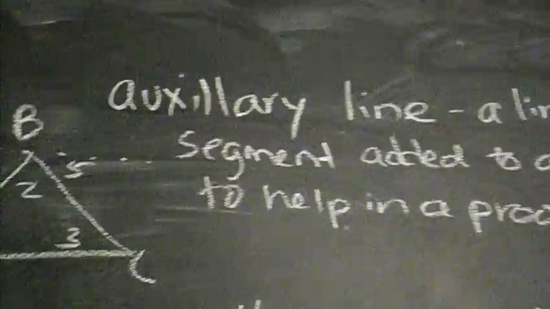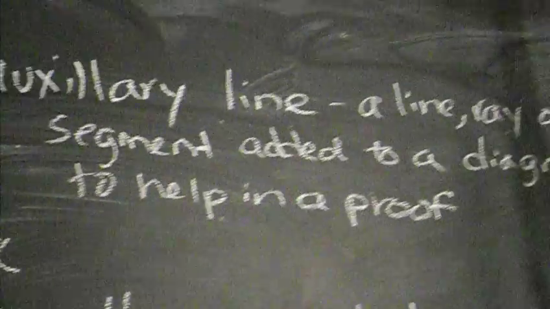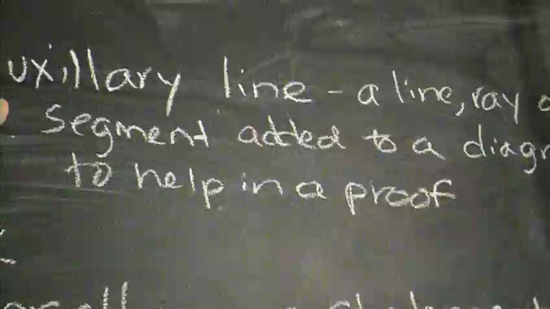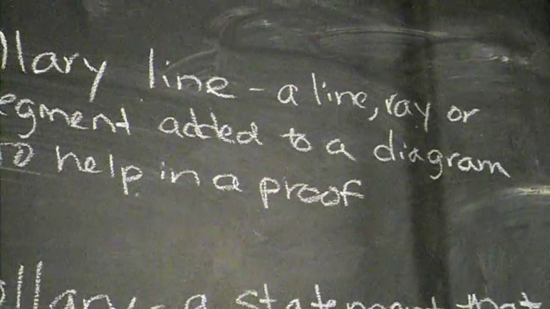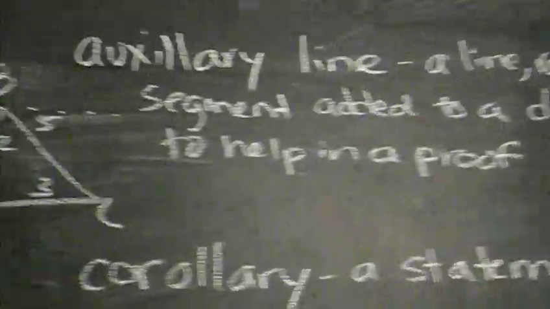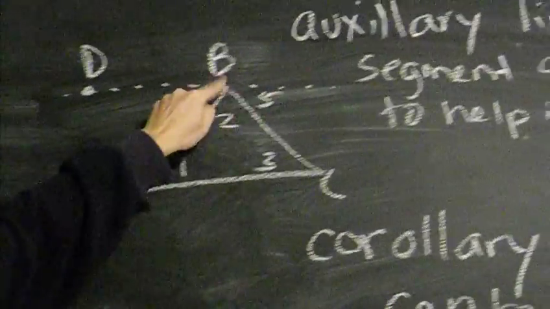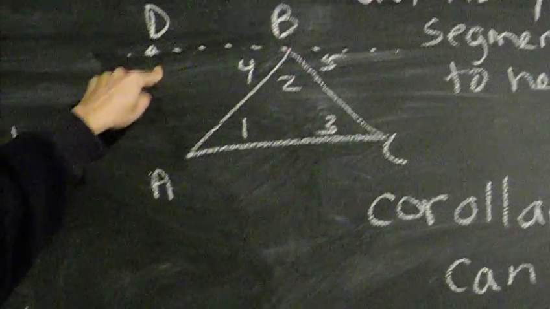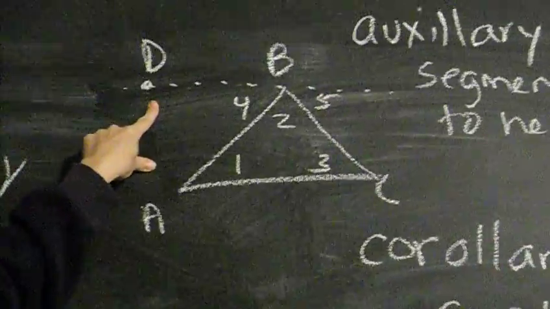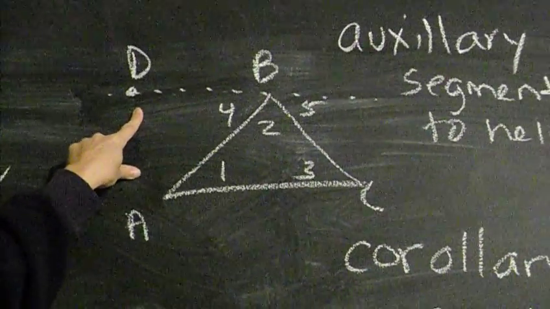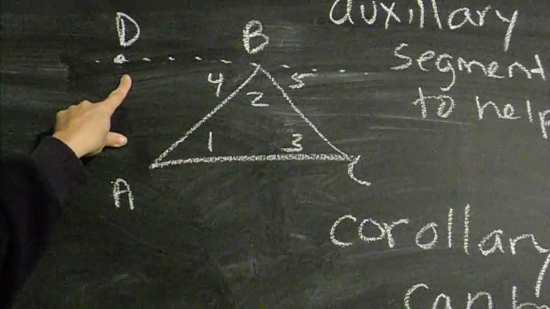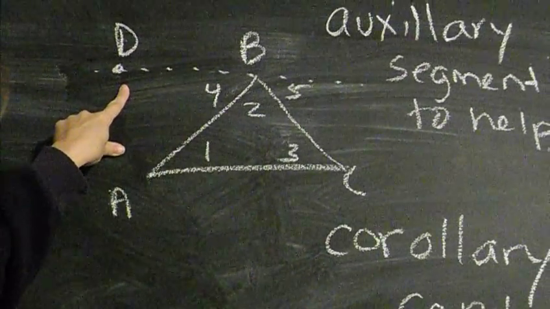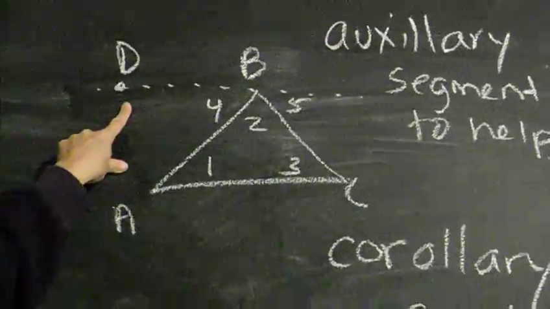Okay, so if you flip over to page 73, you're going to see the word auxiliary line. Auxiliary line is a line, ray, or segment added to a diagram to help in a proof. They give you a proof on page 73. They had a triangle, and they drew this little fake line. And the reason why they drew it is because they wanted to prove Theorem 211, which you're writing in your notebook. It says the sum of the measures of the angles of a triangle is 180.